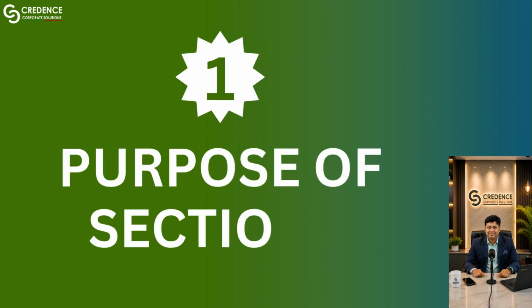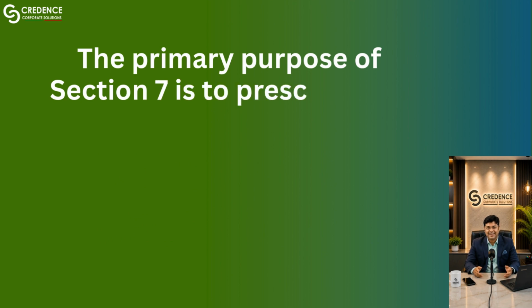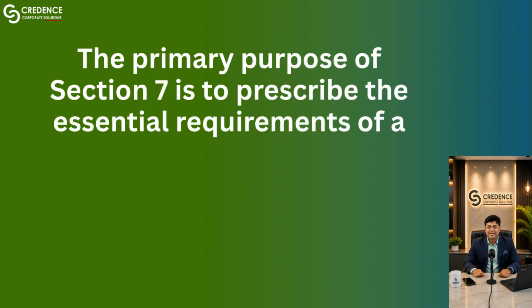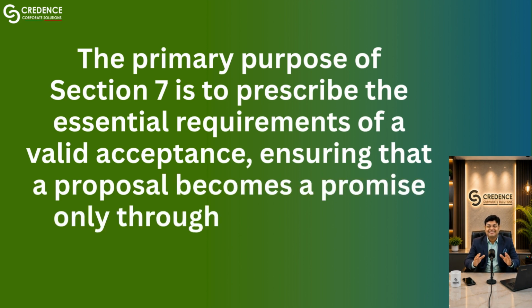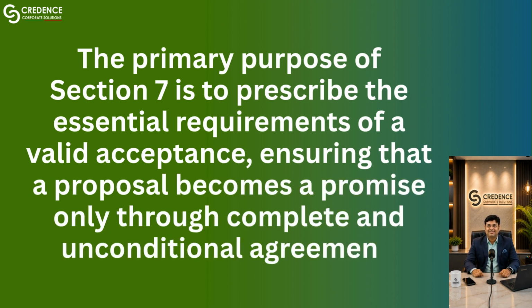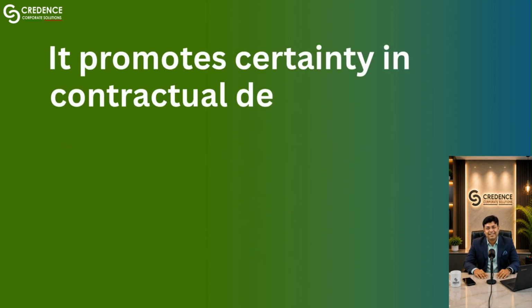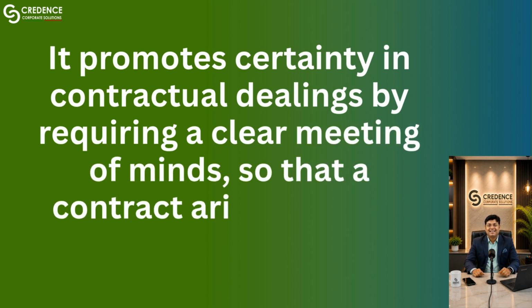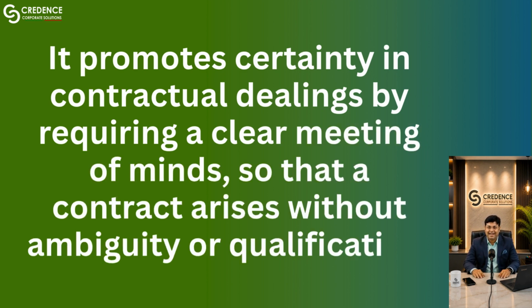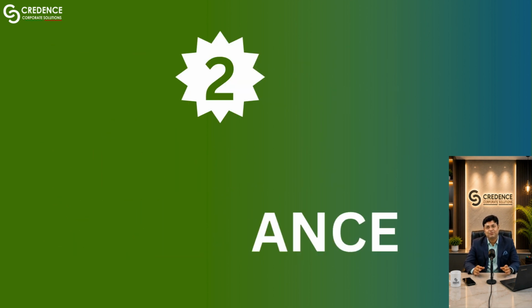1. Purpose of Section 7. The primary purpose of Section 7 is to prescribe the essential requirements of a valid acceptance, ensuring that a proposal becomes a promise only through complete and unconditional agreement. It promotes certainty in contractual dealings by requiring a clear meeting of minds, so that a contract arises without ambiguity or qualification.